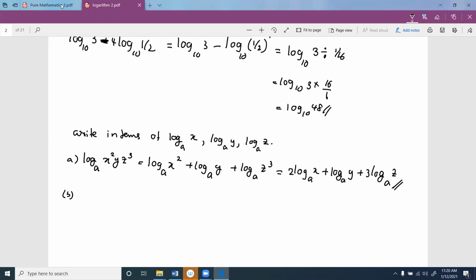Part B. If you work at part B, log a x over y cube. Initially, I can write this division as a subtraction: log a x minus log a y cube. Because it's a division, you can write it as a subtraction. Subtraction you can write as a division, division you can write as a subtraction. Then you can take this power out and write log a x minus 3 times log a y.